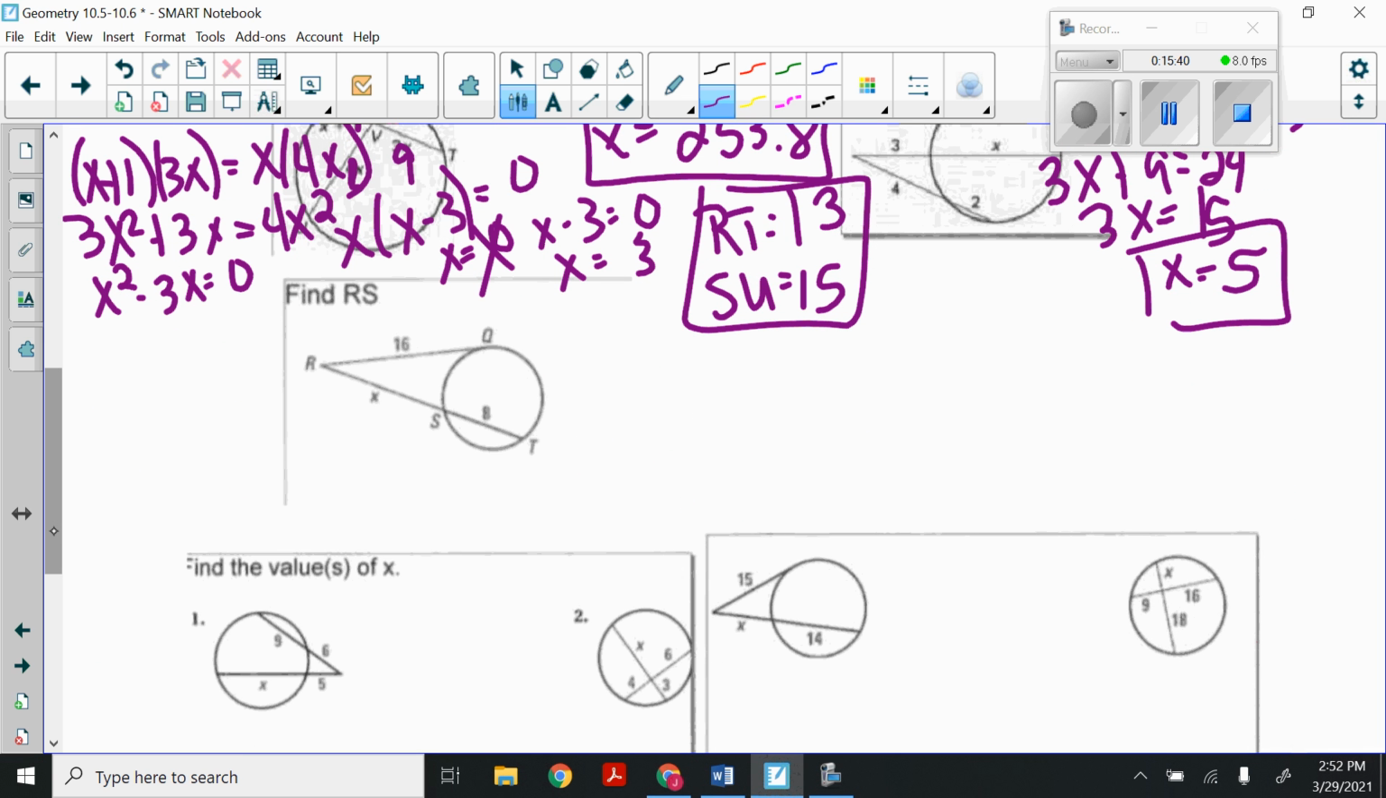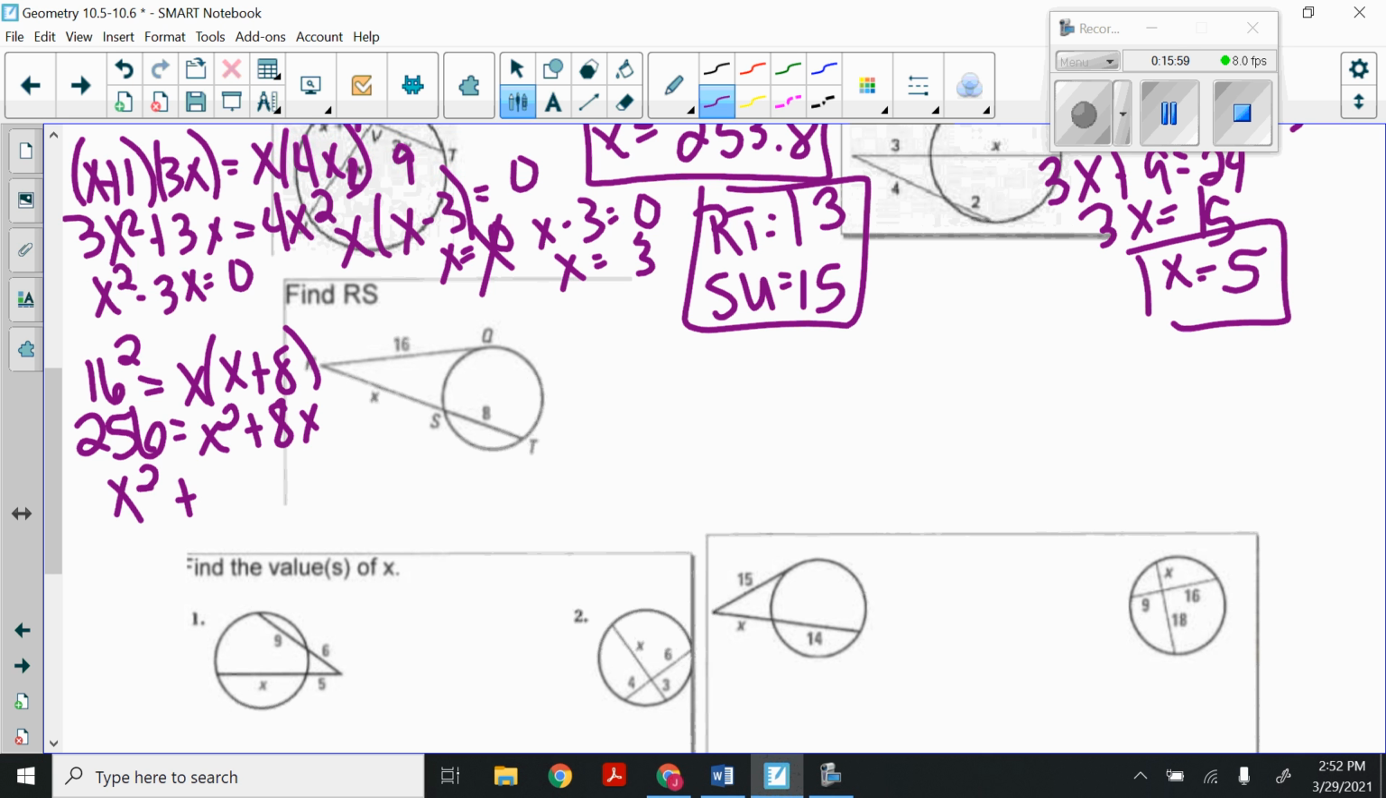Okay, so this next one, find RS. And so I have my outside, so 16 squared equals x times x plus 8. So 16 squared is 256 equals x squared plus 8x. Everything on the same side. X squared plus 8x minus 256 equals 0.